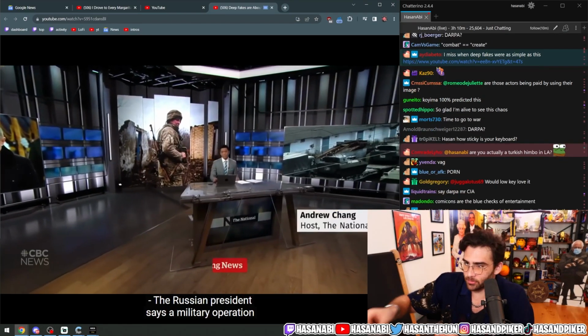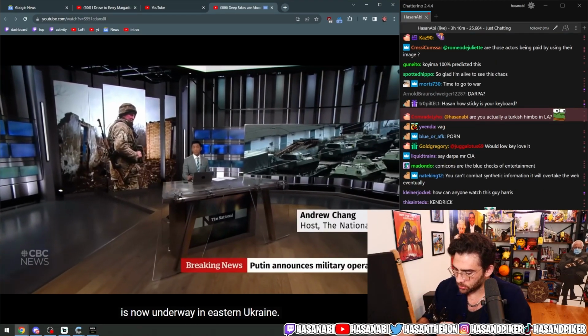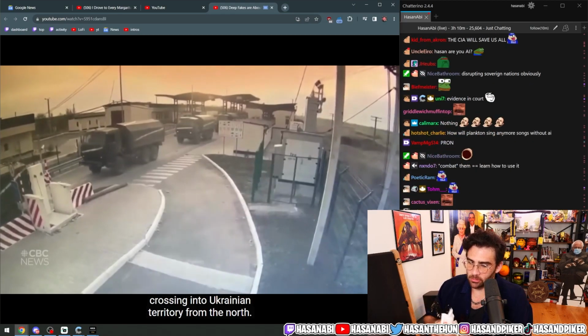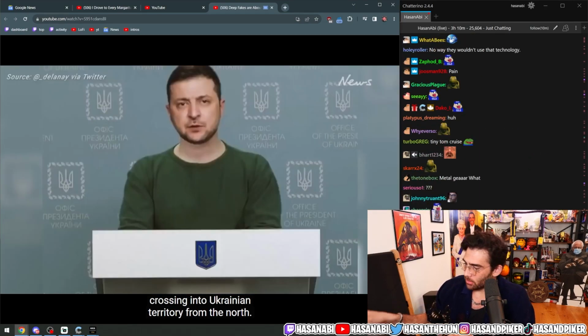The Russian president says a military operation is now underway in eastern Ukraine. Column of Russian armor crossing into Ukrainian territory from the north.